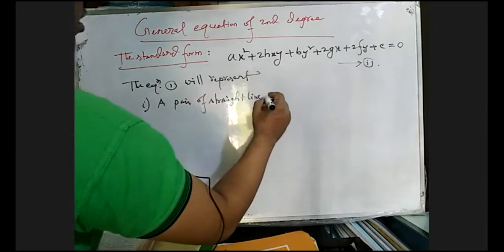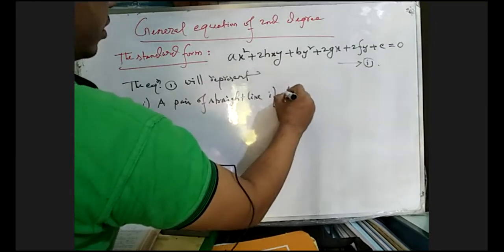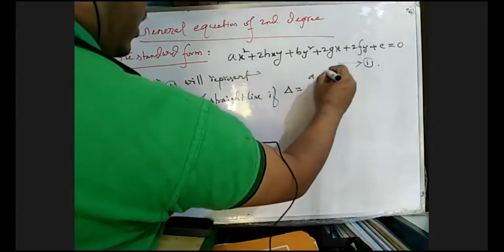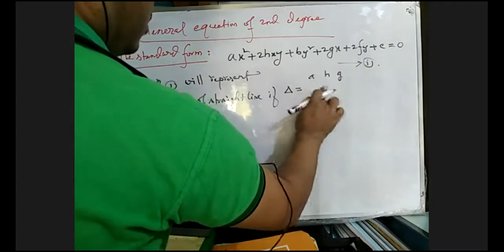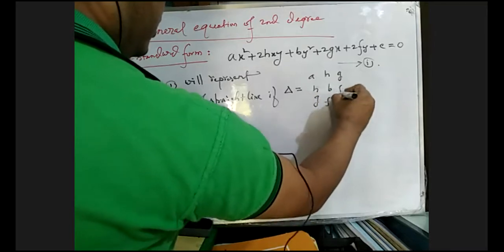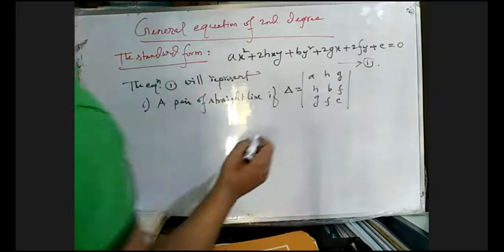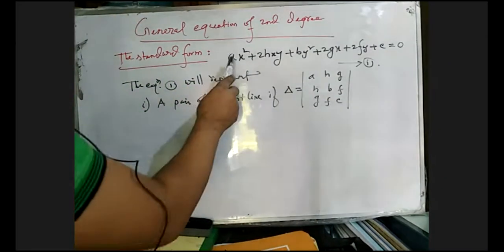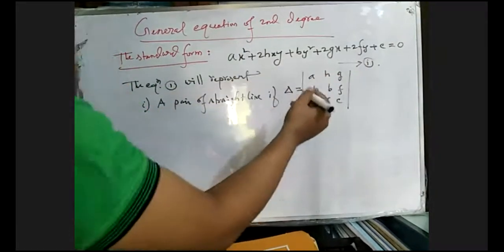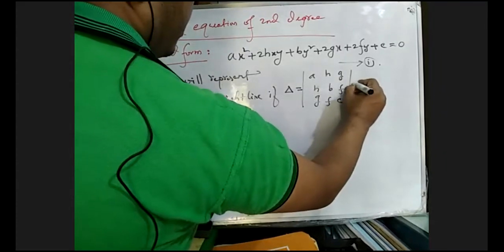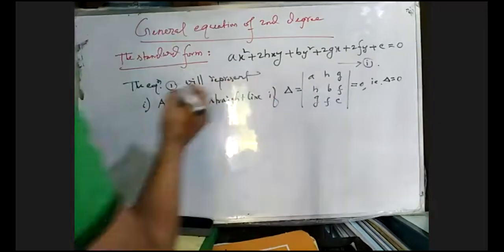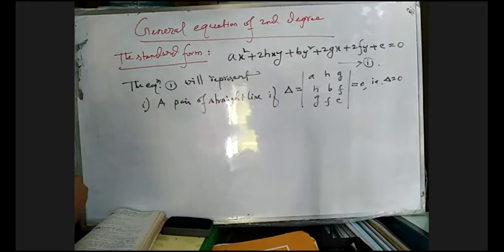A pair of straight lines: if the determinant consists of the coefficients a, h, g, h, b, f, g, f, c, this determinant with the coefficients of the variables and the constant term will be 0. That means del equals 0. Then it will represent a pair of straight lines.